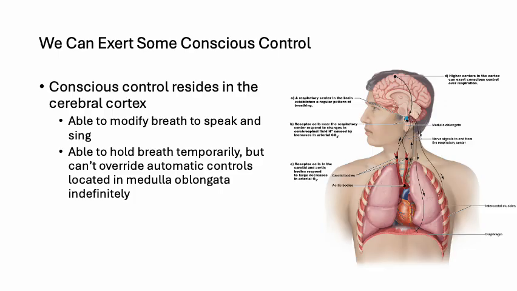Although breathing is mostly automatic, the cerebral cortex allows some voluntary control. We can hold our breath, control airflow for speaking or singing, and even alter our rate temporarily. However, this control has limits. Eventually, the automatic centers take over to prevent dangerous oxygen loss or carbon dioxide buildup.